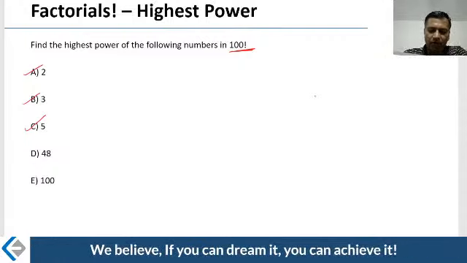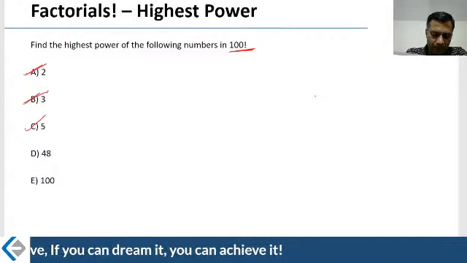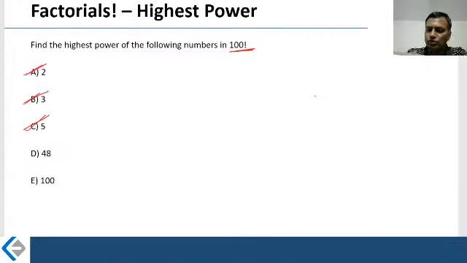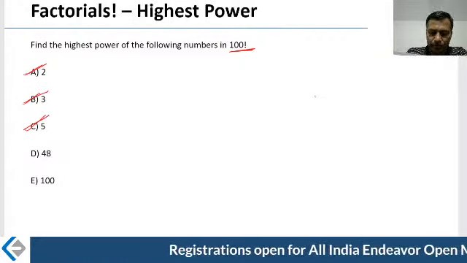Okay. Here we go. Find the highest power of the following numbers in 100 factorial. You would have taken this first one because it is a prime number. 2 is a prime. 3 is a prime. 5 is a prime. Therefore, I asked you to do that first so that the rest of it you can handle alongside me.